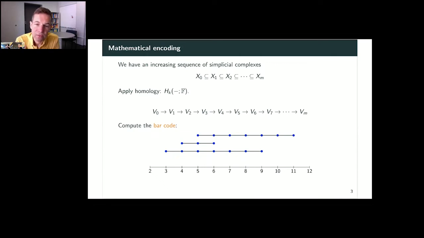So in other words, consecutive vector spaces have bases, and they have a matching of basis elements. So we can use these matchings to define an equivalence class that gives us a partition of all of our basis elements, and the classes of this partition give us intervals. This collection of intervals gives us something that we call a barcode, and each of these bars corresponds to a homology class that's born at the left end of the interval and that dies at the right end of the interval.